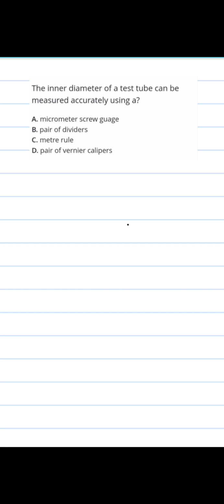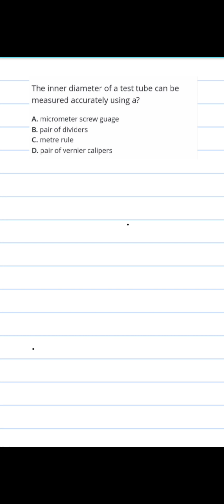Now, the answer to this question lies between micrometer screw gauge and pair of vernier calipers. We all know a meter rule is used to measure straight line length of a material, so it's not the answer. So it's within micrometer screw gauge and pair of vernier calipers. So we are going to look at the functions of a micrometer screw gauge and of a pair of vernier calipers. So what are the functions of a pair of vernier calipers?